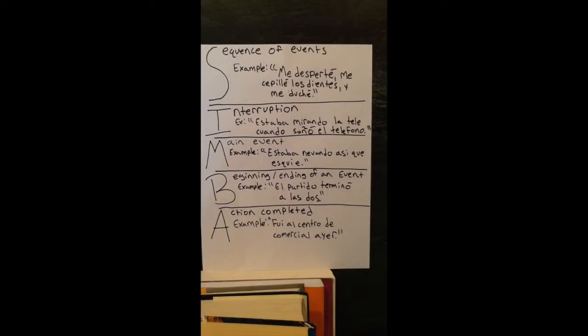Hey, I'm Zach, and I'm going to be explaining the preterite. We use the preterite to indicate sequence of events, interruption, main event, beginning/ending of event, and action completed. So for an acronym, you're going to use the acronym Simba.